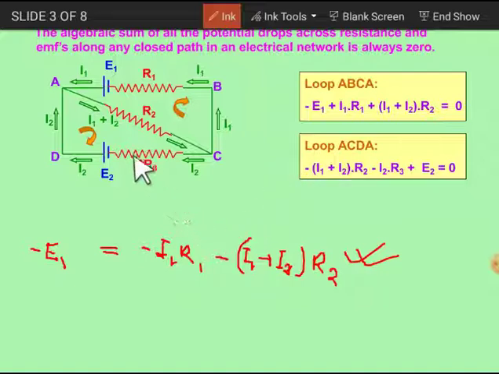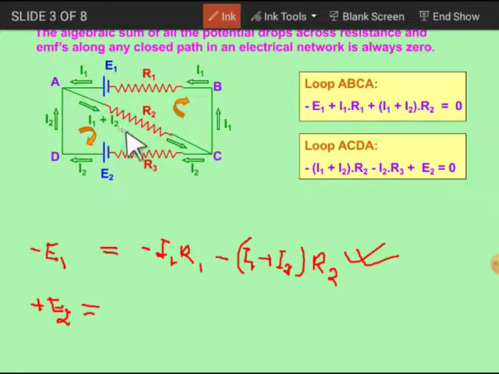Now let's try to find out for this second loop. The second loop is also ACDA, right? So what happened for the source of EMF? Let's try to write the source of EMF first. So the loop direction is in this direction, ACDA. That means through this branch it moves from negative terminal to positive terminal, right? So negative to positive, we have to assign positive. No need of writing plus, but for the time being, let me write positive. So it will be positive E2, right?